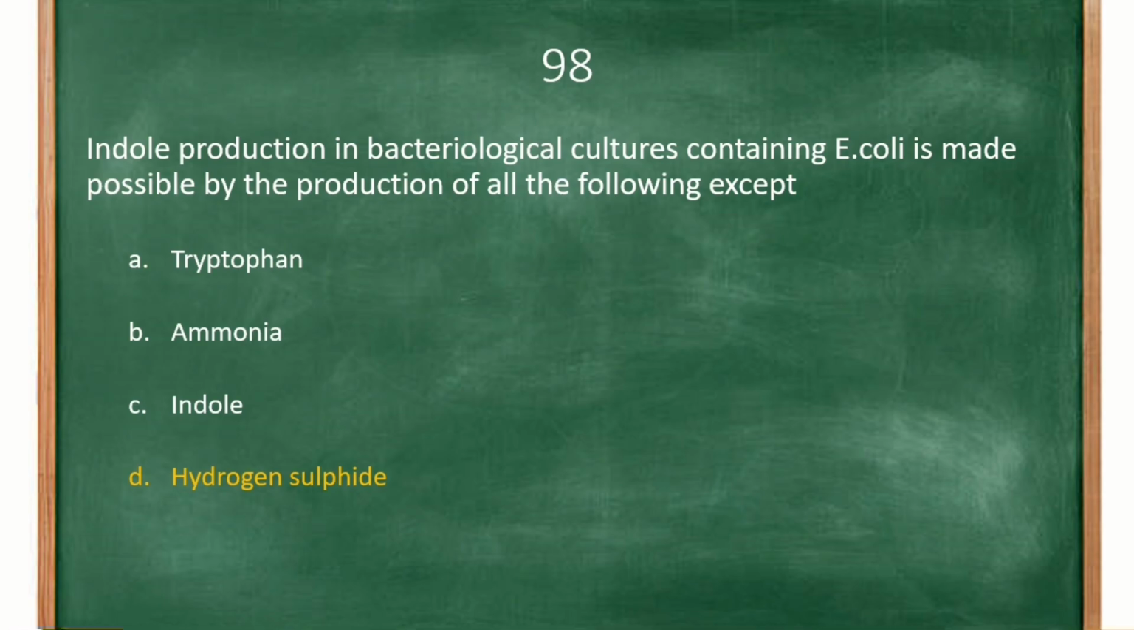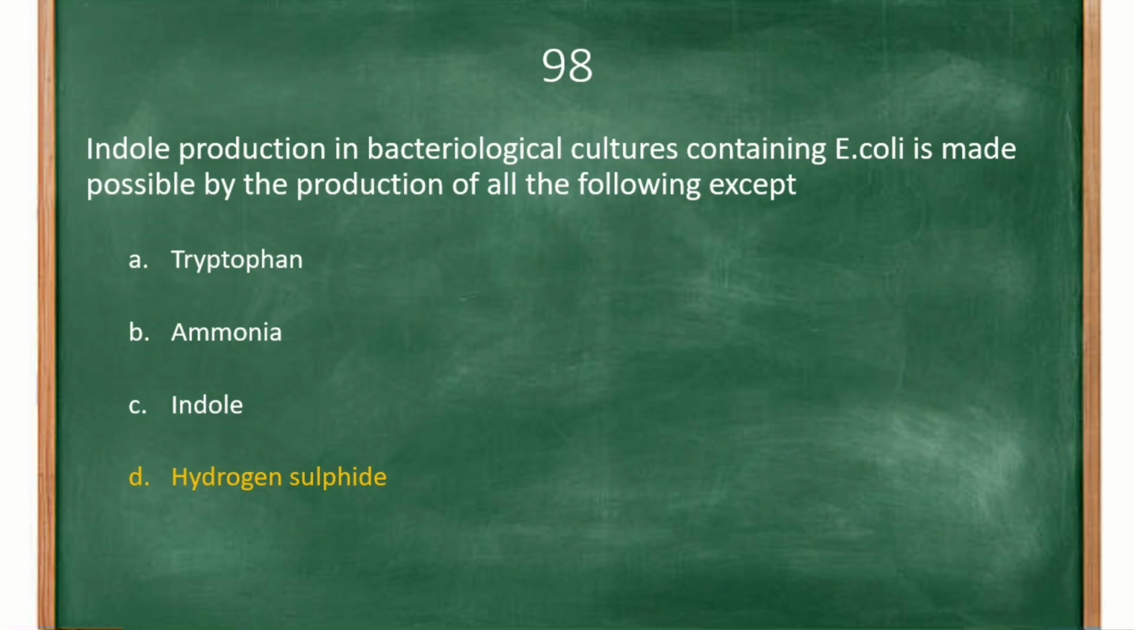E. coli produces indole from tryptophan through the action of the enzyme tryptophanase. The enzyme breaks down the tryptophan into indole, ammonia, and pyruvic acid. Ammonia is a byproduct of the breakdown of tryptophan by tryptophanase, so it's not directly involved in the production of indole, but it's a result of the process. Indole is a product of the reaction where tryptophan is converted by tryptophanase. So the presence of indole is what is detected in the indole production test.